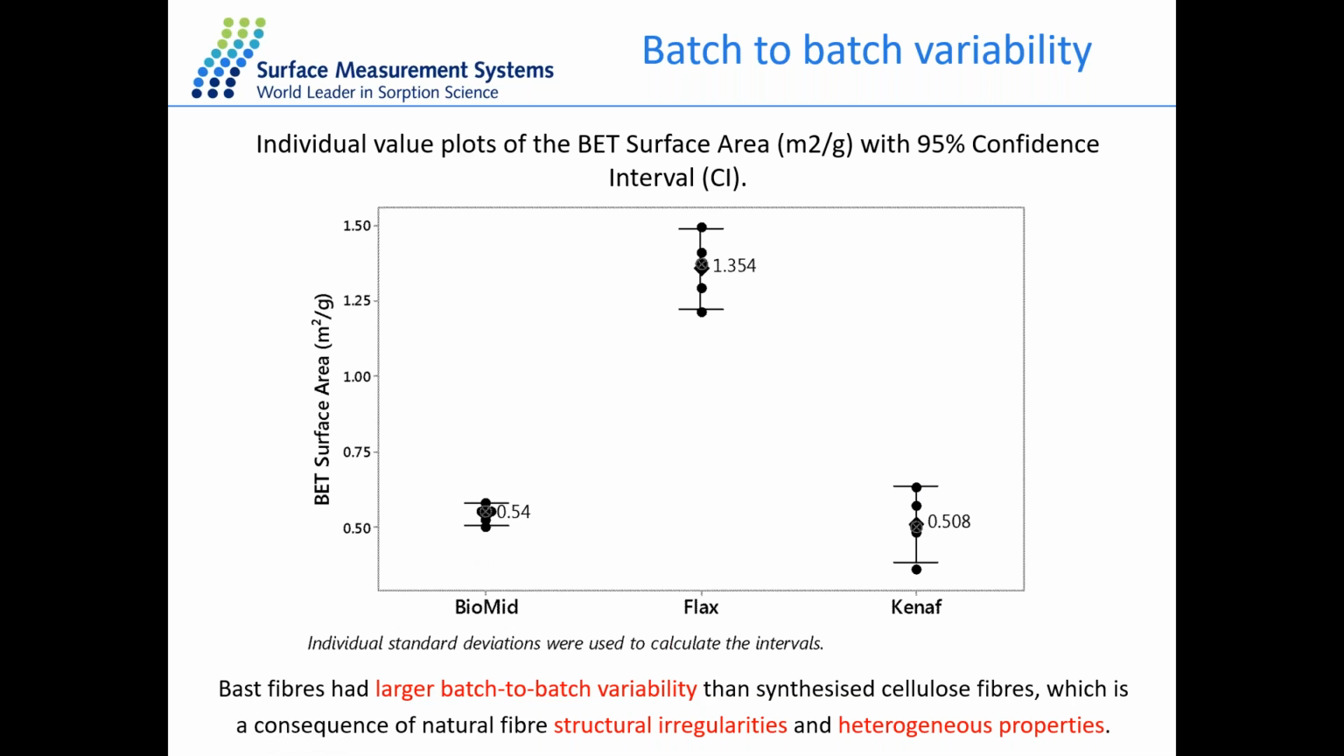And this is expected as the natural fiber has some irregular structures on the surface and also shows some heterogeneous properties. But the synthesized fiber will be more uniform and more homogeneous in nature, and that will result in less batch-to-batch variation. So as IGC has a very good reproducibility, it also has the potential to measure the batch-to-batch variation of different kinds of fiber or powder samples, still with very good accuracy.